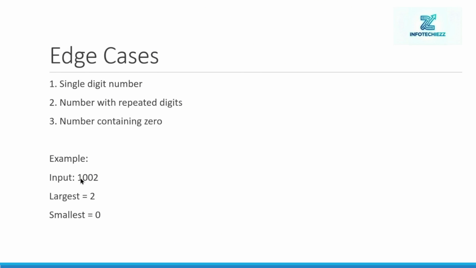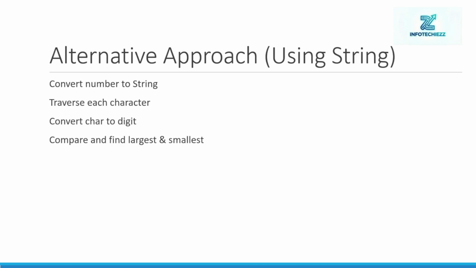So here is an example. Here our largest value is 2, our smallest value is 0. Now if we have a single digit, for example, just one, what will be my greatest and smallest? My greatest number will be 1 and my smallest number will also be 1. For example, if I have repeated digits, here 0 is repeated, so our smallest number is 0 because our least number is 0.